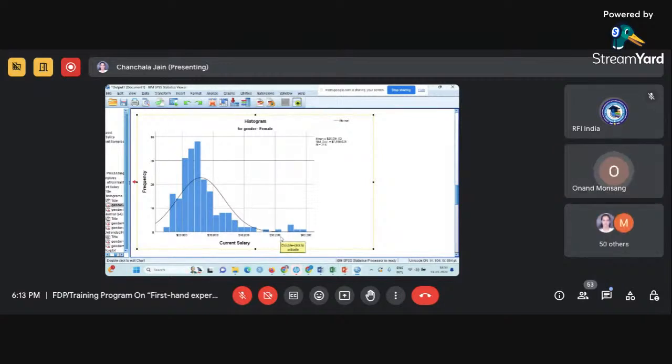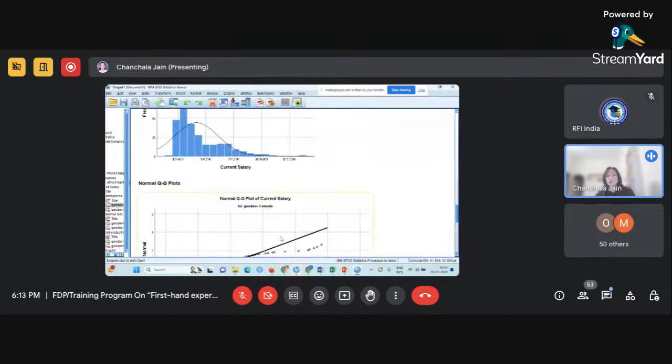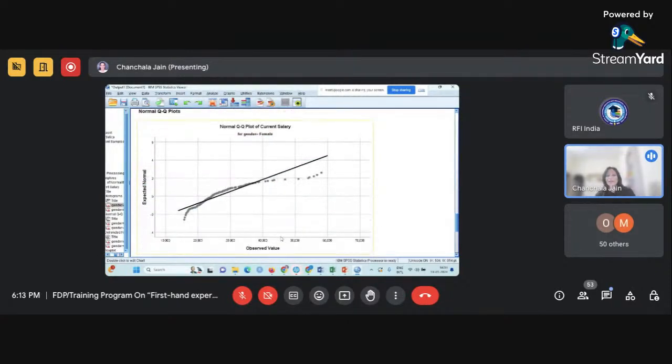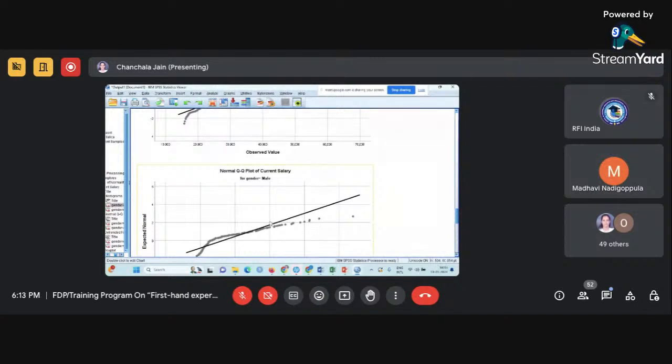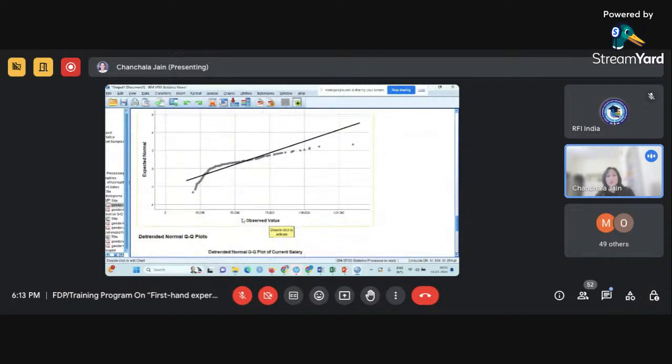So this way we can say there is some issue with the normality of our data, right? And looking at the QQ plot also, we can see this curve is at the left hand side. That means our data is positively skewed. This is the QQ plot for the females, right? Now for the male QQ plot also, you can see this curve is going at the upper side. That means your data is positively skewed.